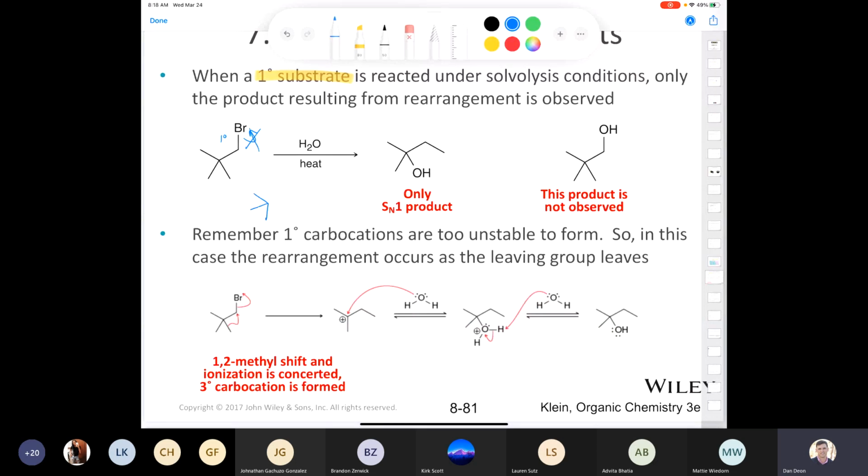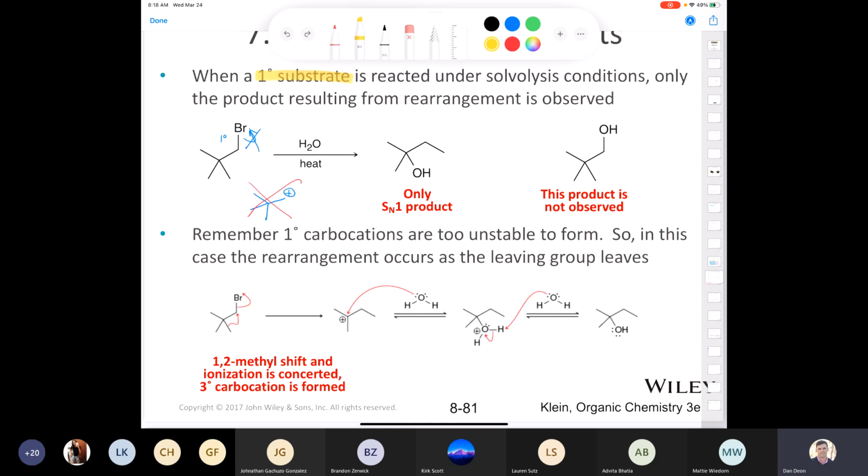Now, I think it's drawn in our textbook, but this is not going to be stable. Okay, it's not going to form. And so not only do you get the loss of the leaving group, but you also get the methyl shift occurring at the exact same time. So again, this is a very special case where we get loss of leaving group and the methyl shift occurring at the same time to produce, in this case, a tertiary carbocation, which is stable. Then we get our nucleophilic attack and proton transfer.